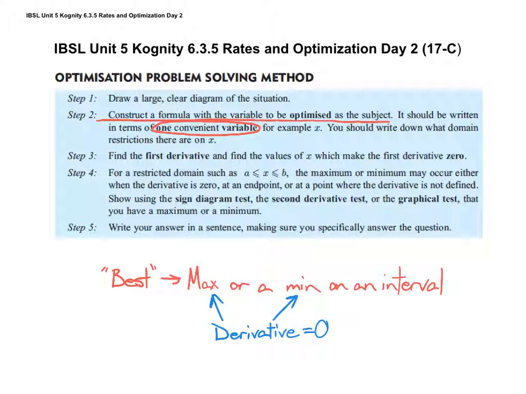Now, here's where the extra part comes in, and that is you need to identify the domain. The domain, because guess what? Your max or min may not be at one of the relative max or min points. It might also be at the end points, one of the end points. So the max or min can be when the derivative is 0 or at an end point.